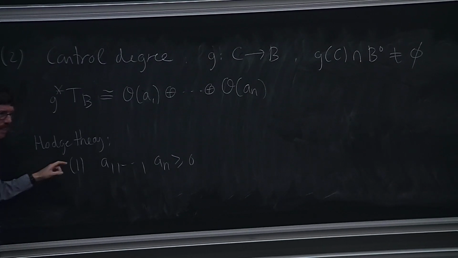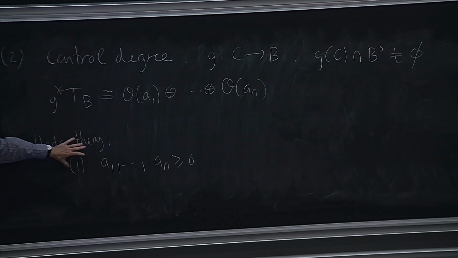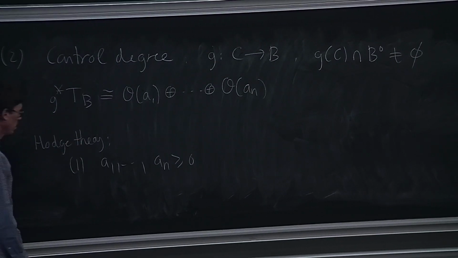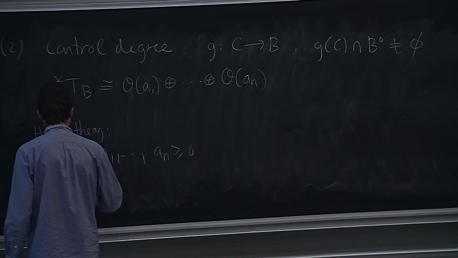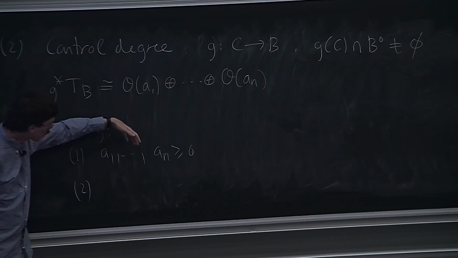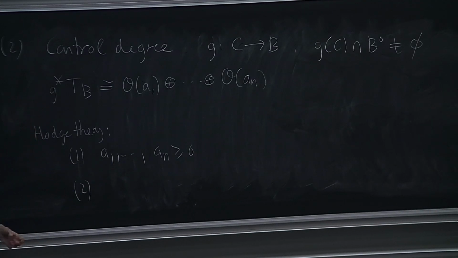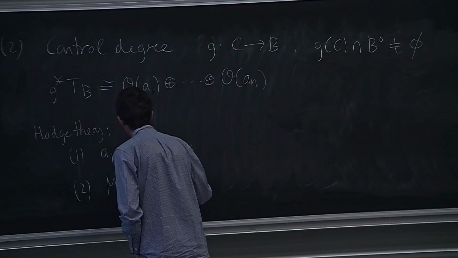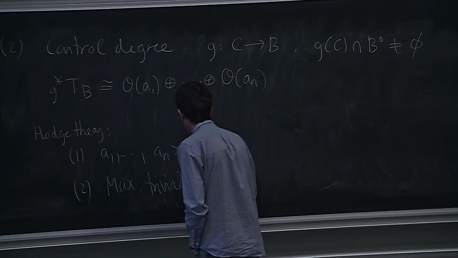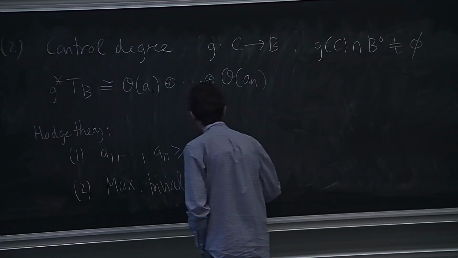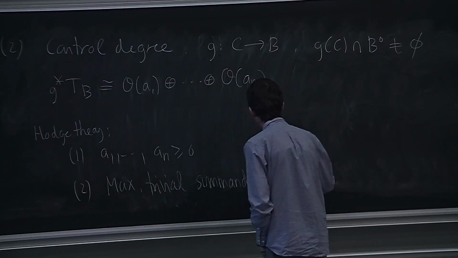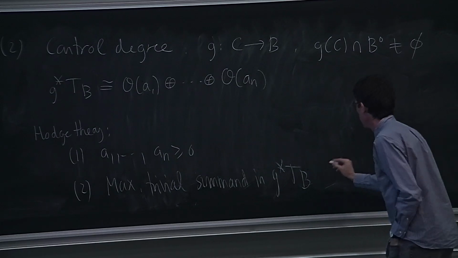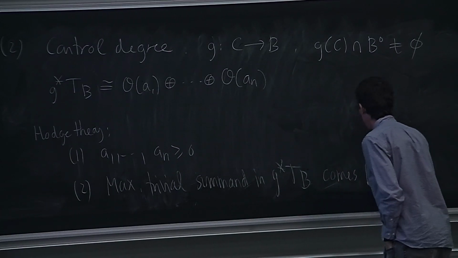So this, if I have time at the end, I'll sketch you the proof of this semi-positivity, how that's done. Okay, this is a not so complicated argument. And then the second part is, so it could happen that some of these ai are equal to 0, in which case the pullback of the tangent bundle has some trivial part. And the trivial part is also understood Hodge-theoretically. So the maximal trivial summand in g upper star T_B comes from the fixed part of the VHS.